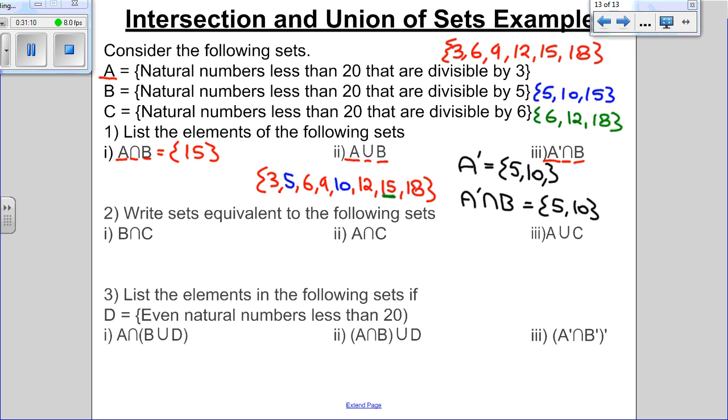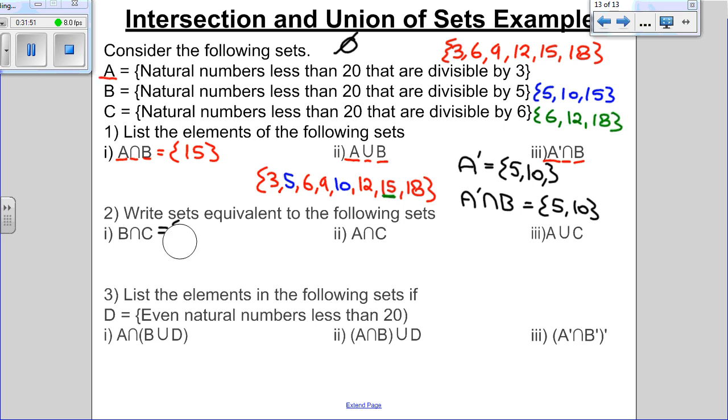Alright, try this. Write sets equivalent to the following sets. So we're going to see if we can come up with writing out sets that would have the same number of things. So this question says, what's in B and in C? What things are in B and C? There's no matches, right? Nothing is in B and nothing is in C. So this is a perfect time to use what Sarah just brought up. The things in B and C, nothing. That's an empty set.